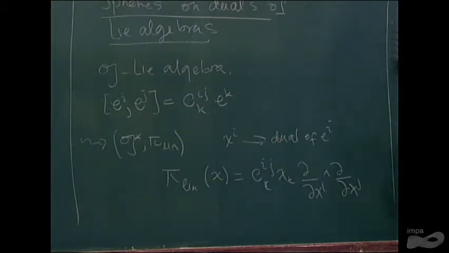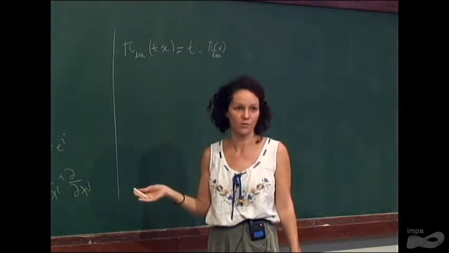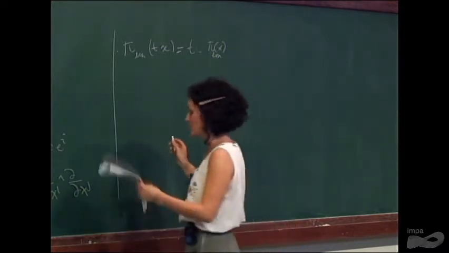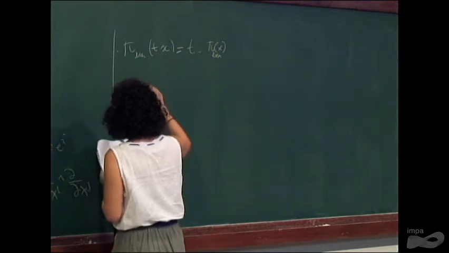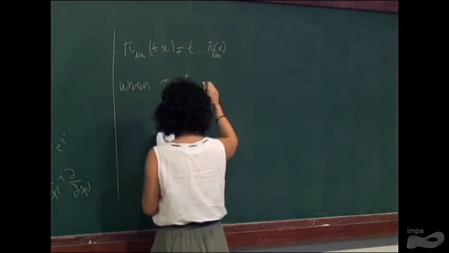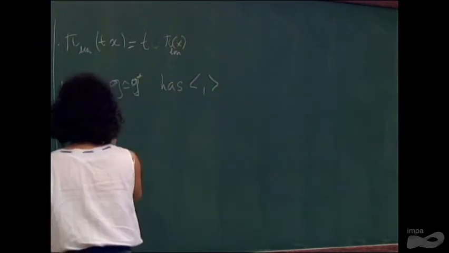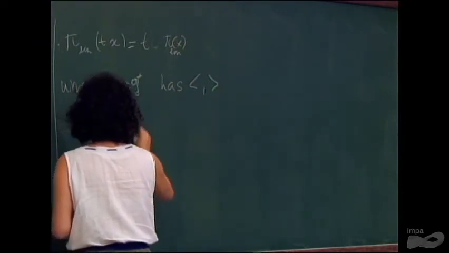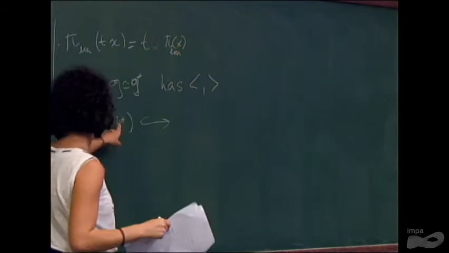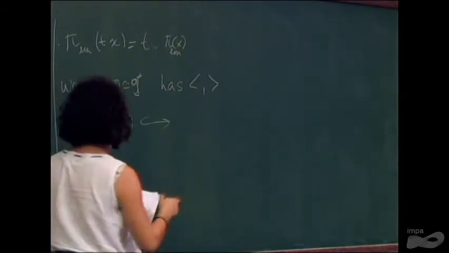Well, okay, now let's put a scalar product on G. When you put a scalar product on G, then you can talk about the spheres on G star. So when G or G star has a scalar product, one can talk about the spheres. These are the covectors of G star so that the norm is 1.